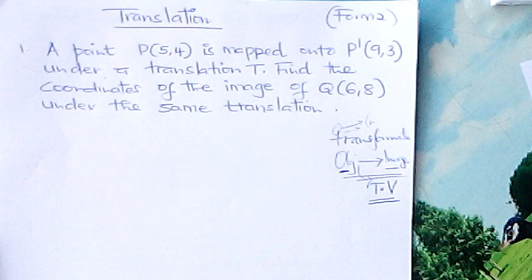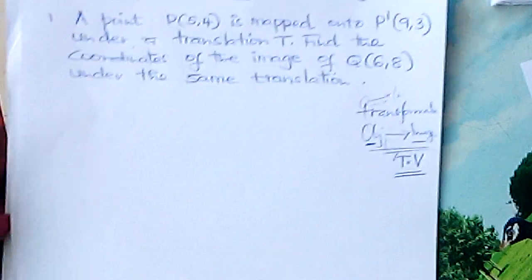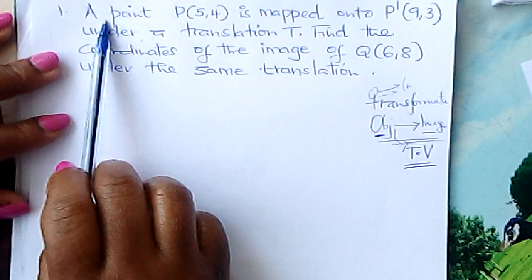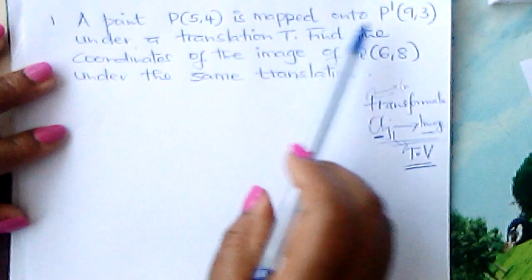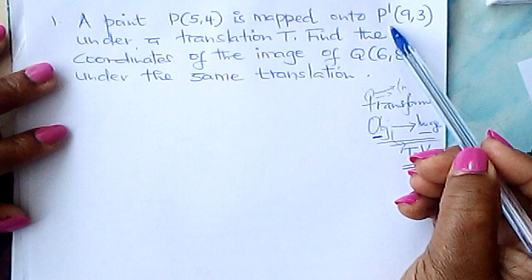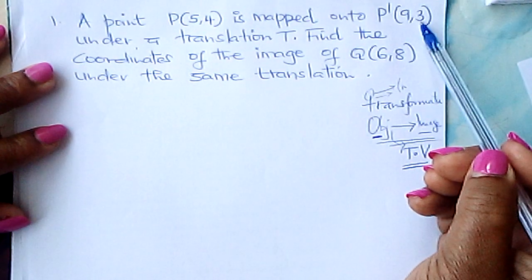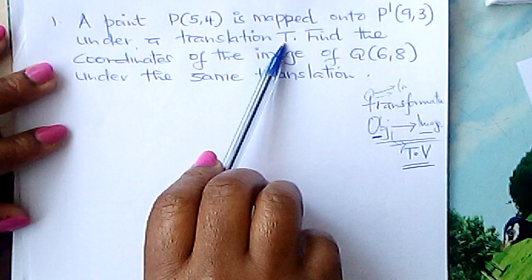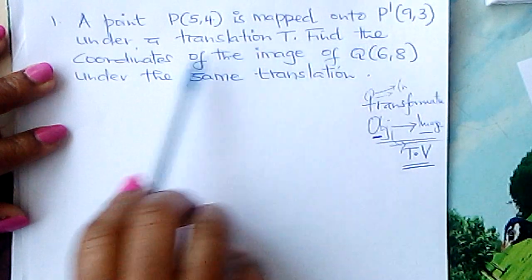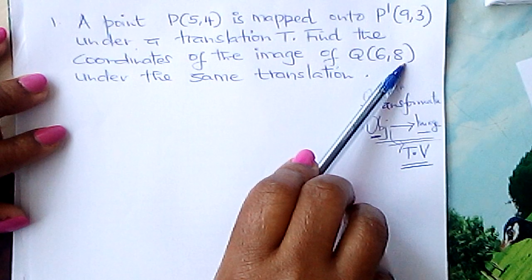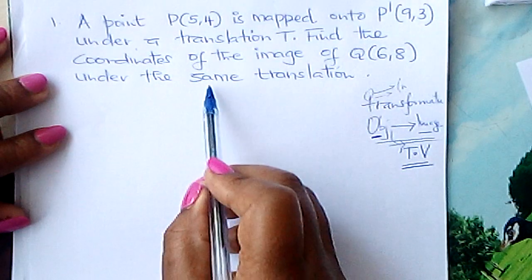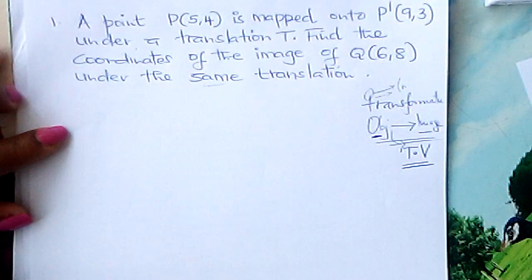Translation vector. So learner, let us look at this. A point P, which is at 5, 4, is mapped onto P prime, which is at 9, 3, add a translation T. Find the coordinates of the image of Q, which is at 6, 8, add the same translation.